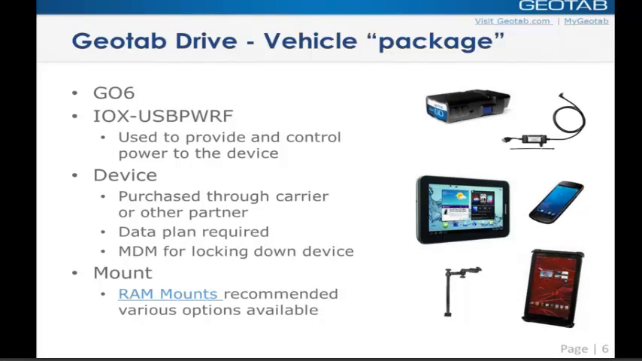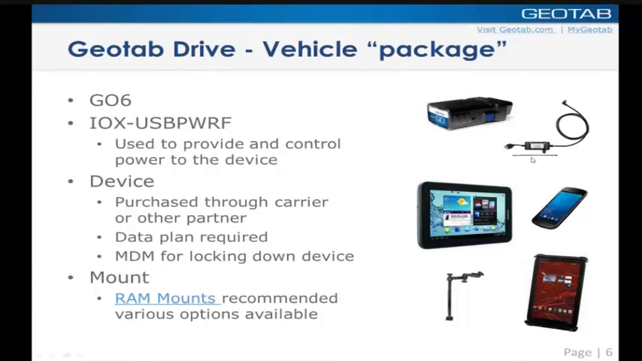You need a GO6, you need the IOX USB PWRF. This section of the connector connects into the GO6. This end of the connector connects to the tablet power cord that comes with the tablet. You take the little wall plug off the end of it. That USB connector now connects right into the IOX, and then we give it a little zip tie or black electrical tape to hold the two plugs together.